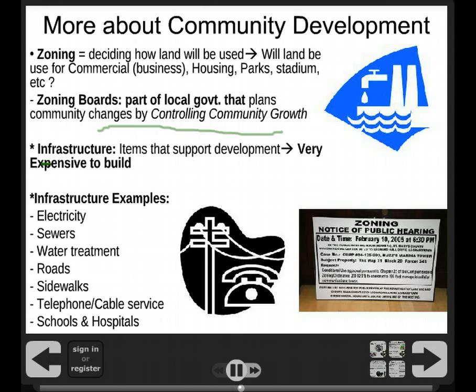Infrastructure is a word I just used and is something you might see on the HSA. It's a great word to know. It comes in handy very much because we use these things all the time. Infrastructure items are the things that make development possible. These are the things that we often forget about, but we can't live without, like electricity, sewers, roads, telephone, cable service, as well as schools and hospitals. These are all items that support development, that allow us to move to different places and to live our lives the way we normally do.